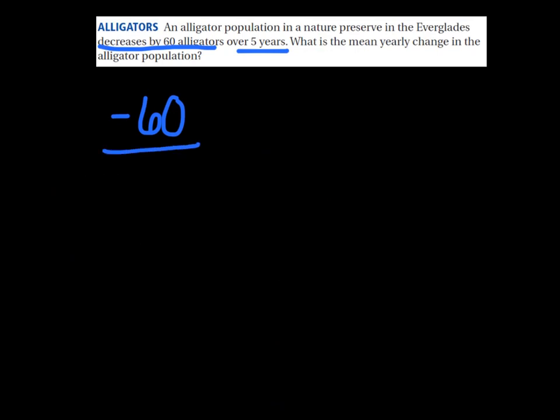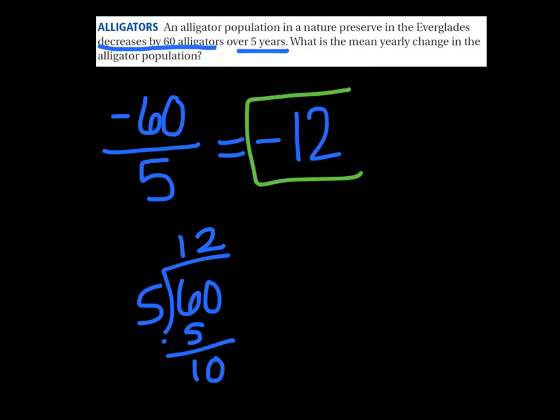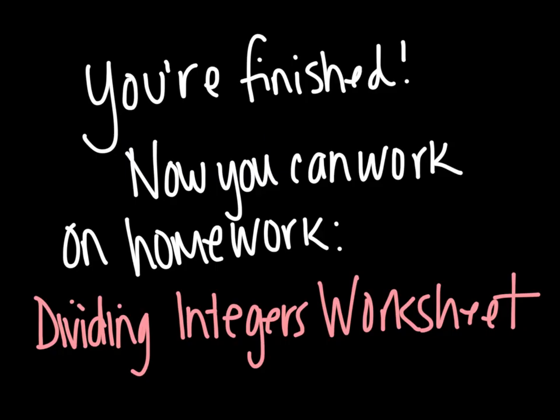Okay, and then if we divide it by the 5 years that this was going on, we'll figure out on average how much they lost per year. So we'll do negative 60 divided by 5, which we know is going to be a negative number. 5 goes into 60 once. 5 goes into 10 twice. And so we have our answer here of negative 12. If it lost 60 alligators over 5 years, that would be a loss of 12 alligators per year, which we'll represent with negative 12.